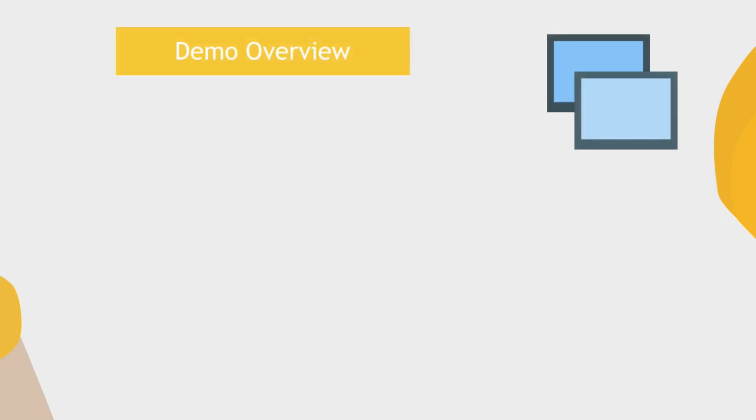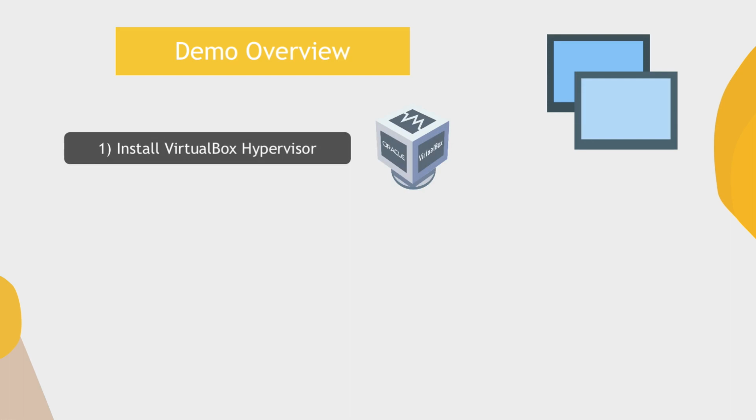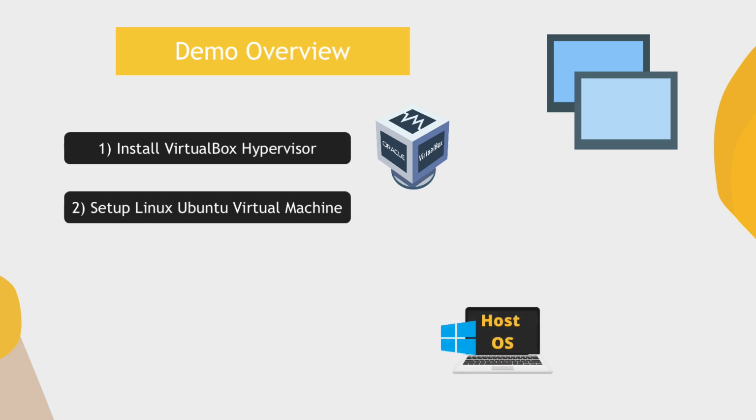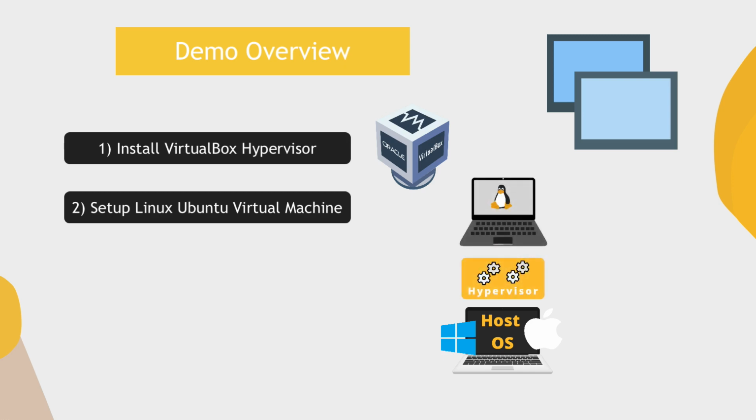In the next video, we're going to install a VirtualBox hypervisor, and then we're going to set up a Linux Ubuntu virtual machine on it. So if you have a Windows machine or Mac OS like I do, you can follow this tutorial to set up a Linux virtual machine. Obviously, if you're using Linux, you can install VirtualBox and set up a VM of another operating system. And installing VirtualBox and setting up a virtual machine is actually very simple.